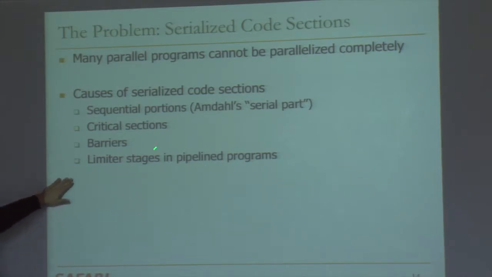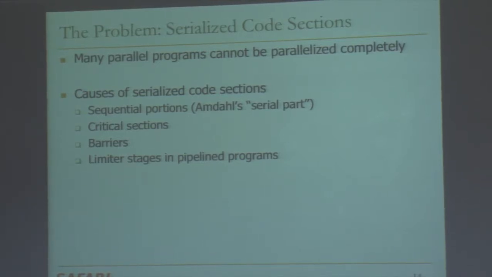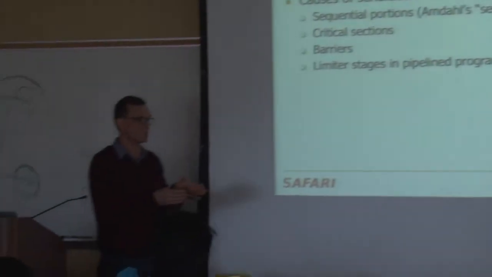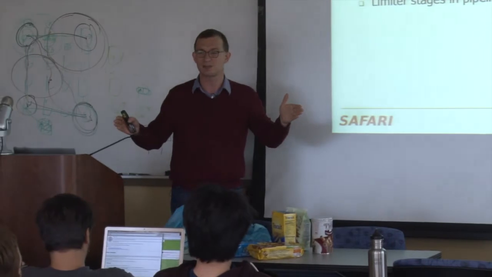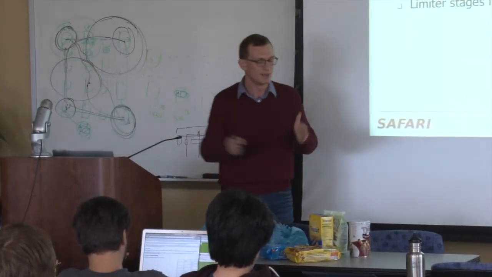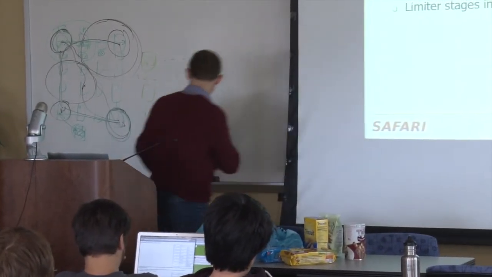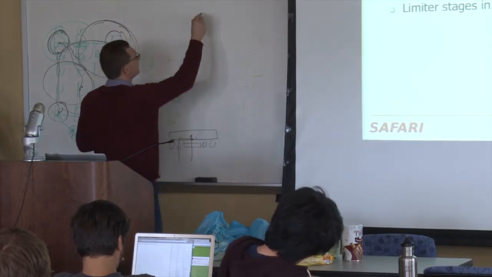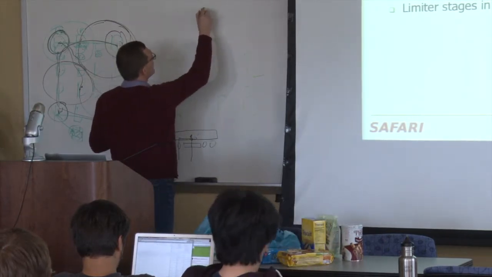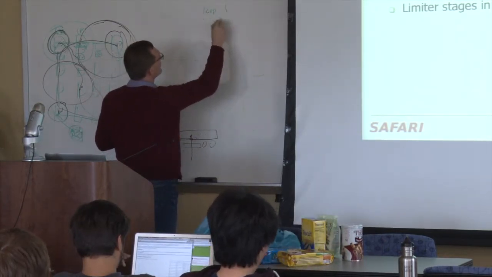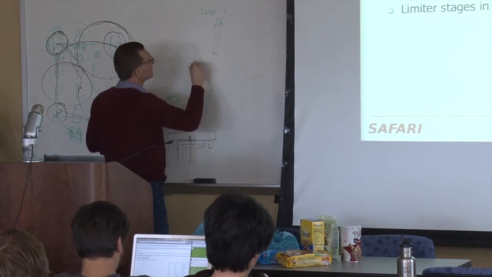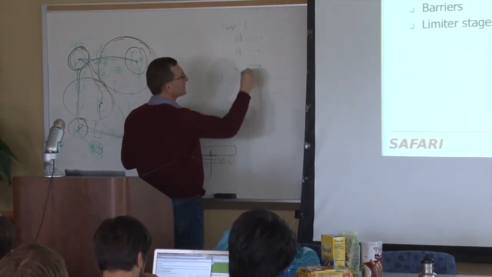And there are also limiter stages in pipeline programs. If you have pipeline parallelism, remember that we discussed this in the systolic arrays. You can pipeline your program such that you divide a loop iteration into multiple stages, pipeline stages, and each of the loop iterations. Let's say you have a loop, and you divide it into A, B, C. Each of these can be executed in a different processor.